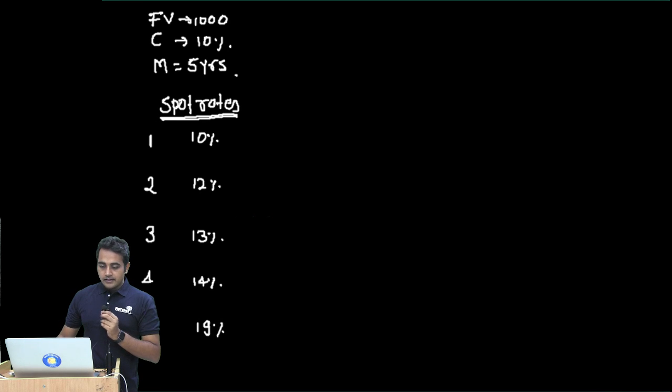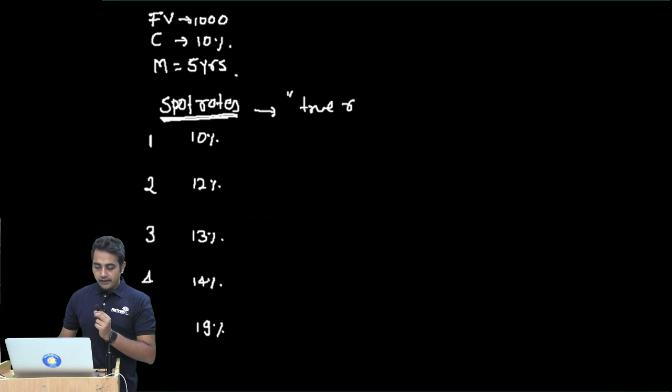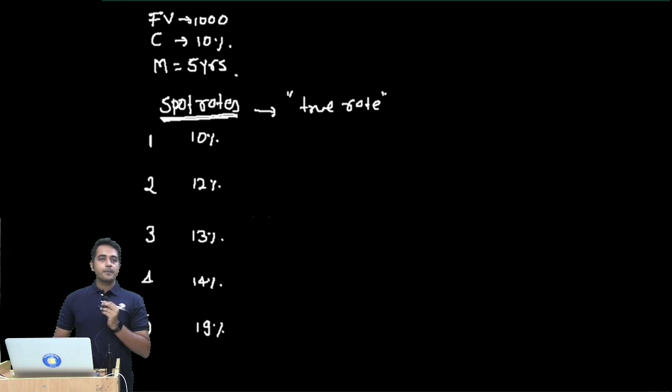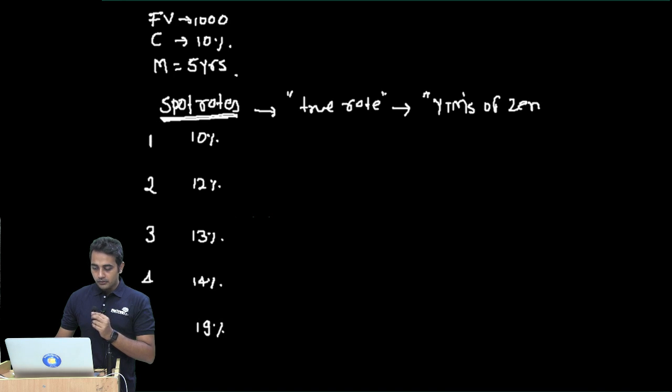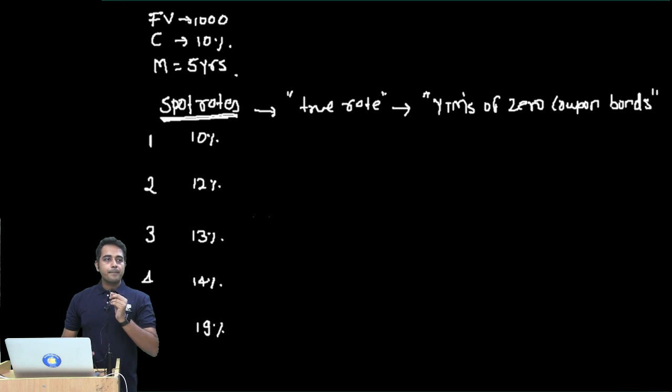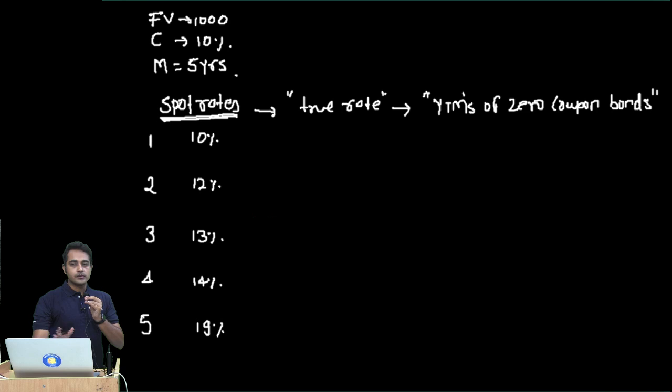Now first thing, your understanding of spot rates has to be crystal clear. You can think of spot rates as the true interest rate that exists in the market. That's how you should be thinking of this. Now the spot rates are typically YTMs of zero coupon bonds. Don't worry if you don't understand this. Just write down: these are YTMs of zero coupon bonds. I'm not expecting you to understand this. We're just writing it.